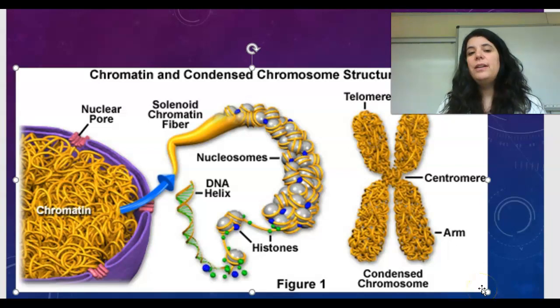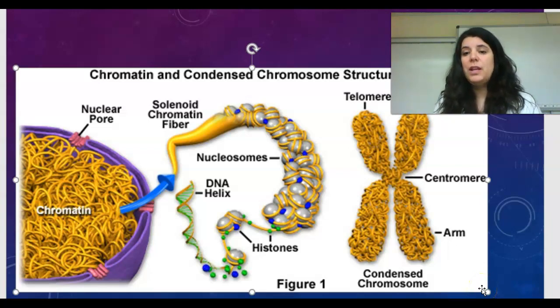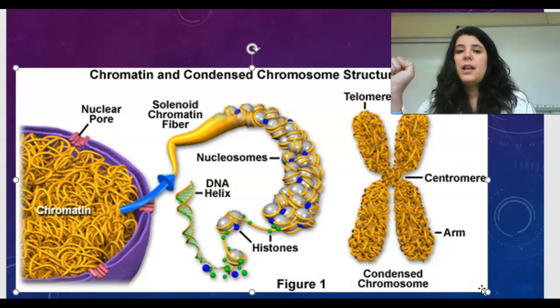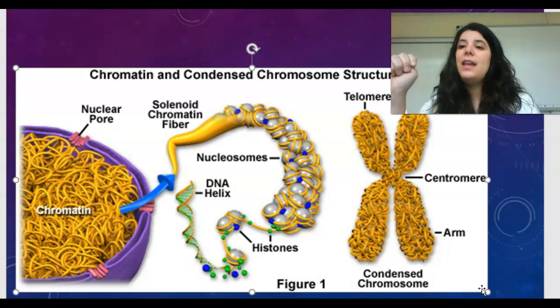Humans have 46 chromosomes in your cells. You have 23 pairs. You have 2 chromosome number 1s, you got one from mom, you got one from dad. You got 2 chromosome number 2s, you got one from mom, you got one from dad. So all of the cells in your body have 46 chromosomes. The only exception would be your sex cells. So if you're a female, your egg cells, or if you're a male, your sperm cells, they only have 23. They only have one set.